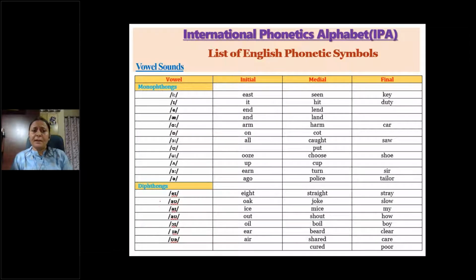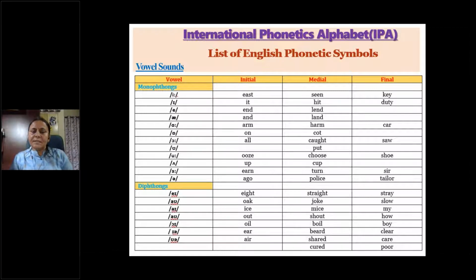Again, the vowel sounds have subcategories, but I will not go into more detail here because of the time constraint. Quickly, I will read out these 20 vowel sounds. On the very left, you can see some inscription written between slashes. So these are the symbols, okay?